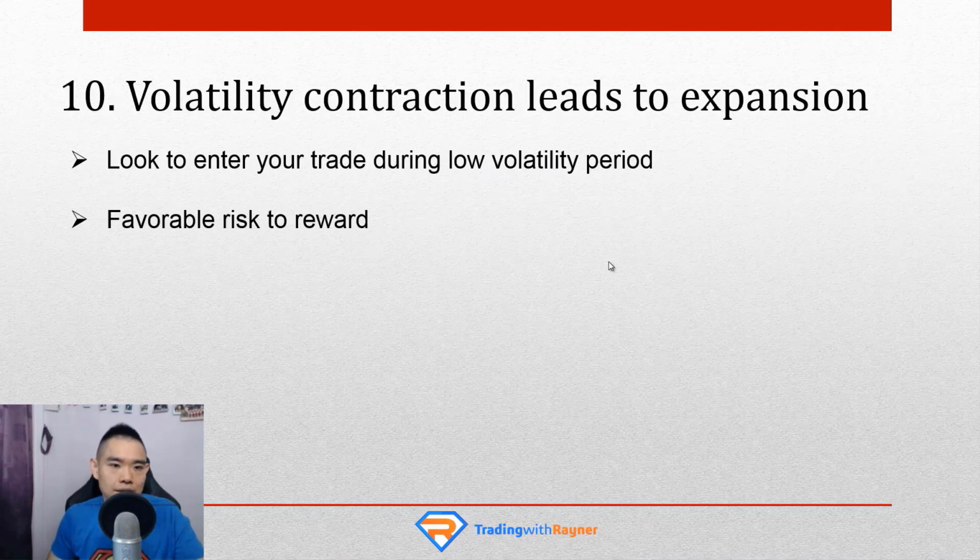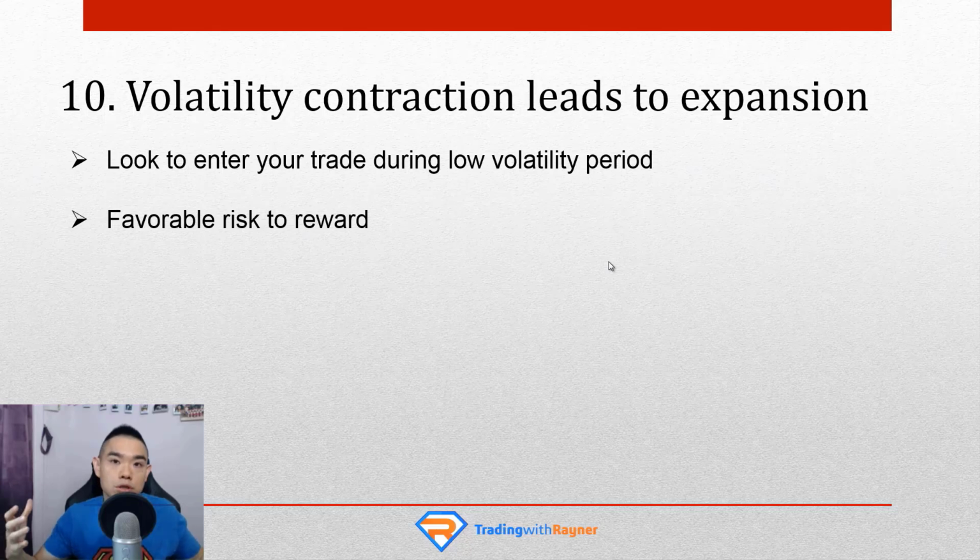Number 10, volatility contraction leads to expansion. So here's the thing. The market moves in cycles. It goes in uptrend, downtrend, range. And same for volatility. Volatility goes up, then it contracts, and then it goes up again. So as a trader, if you're looking for favorable risk to reward trades, if you're looking to risk $1 to make $3, $1 to make $5, then you must be looking to enter your trades during a low volatility period.